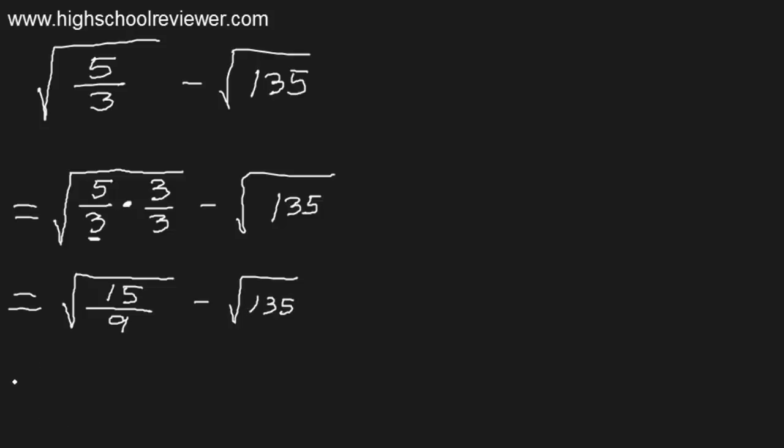Now, looking at this fractional radicand, we can rewrite this as the square root of 15. Okay, so we will separate the square root of the numerator all over the square root of the denominator. So square root of 15 divided by the square root of 9 minus. Now we can touch square root of 135.